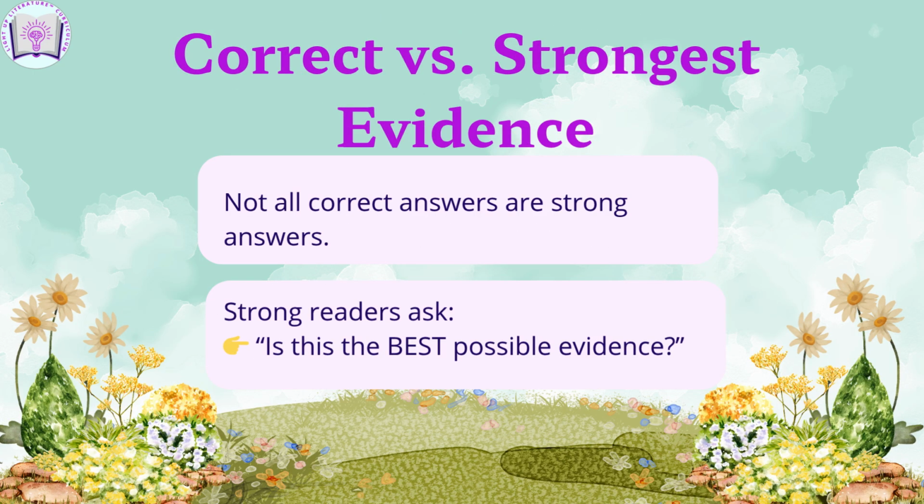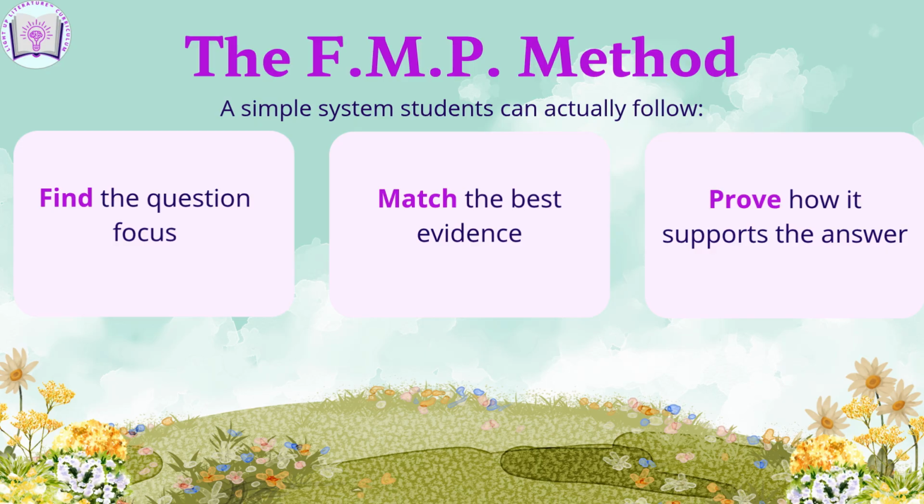So this is where we have to shift things and make sure that not all answers that are correct are still strong answers. Strong readers are constantly being asking, is this the best possible evidence? That is one of the changes in how students can read and really start making sense of it. Something may be true, but it doesn't mean it's the best. There's a simple method to do that.